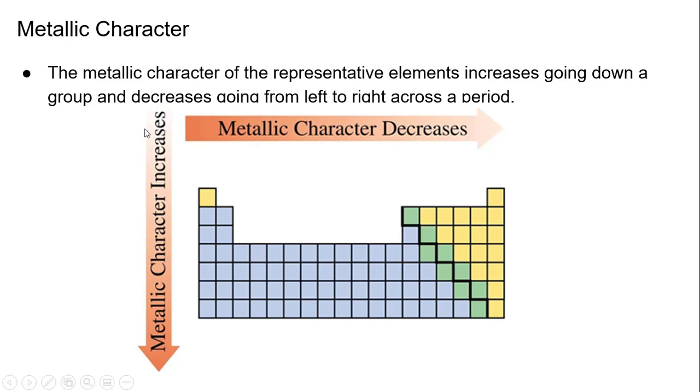As we go down here, you can see that metallic character increases. Metallic character means loses electrons easily. It doesn't lose electrons easily as you go across the period this way, because these are where the nonmetals are.